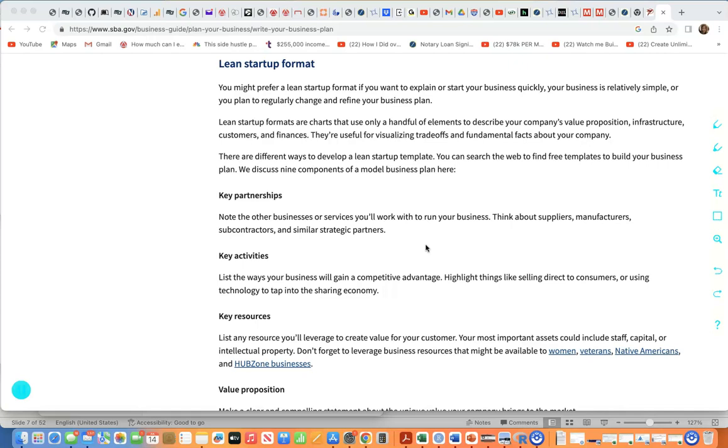The key activities would also be listed, and these are going to show why you may have a competitive advantage over another company. Things that you would want to include here would be, are you selling directly to your consumers? Are you using technology to sell your product? So here include those key activities that make you stand apart from others that are similar to your company.